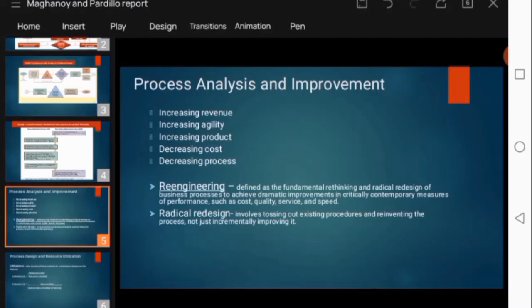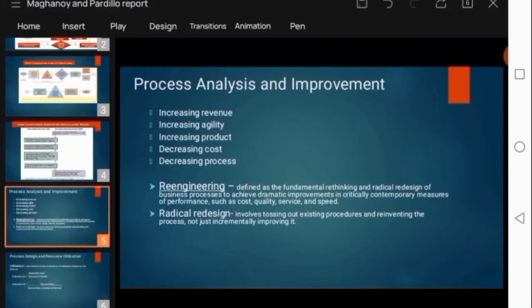Decreasing cost, which is the elimination of non-value added activities, involves work that consumes resources but does not add value to the product or services. Decreasing process time, which is reducing waiting time or speeding up movement through the process and value chain, which means you need the time management in processing a product from raw materials into finished product.